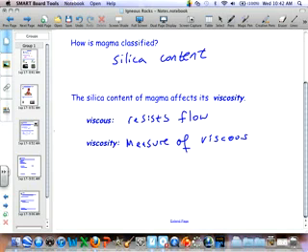Yes? How come in this one you have the shiny crystals and then you have the darker ones? The calcite thing? Yeah. We'll talk about that.